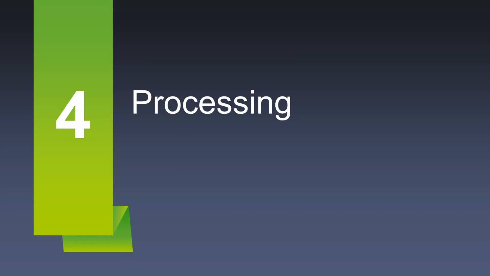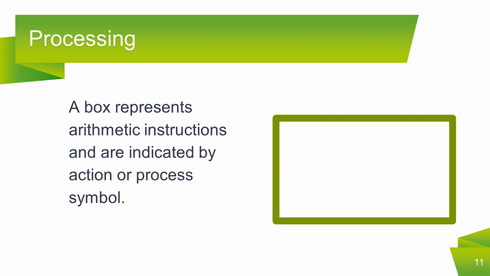Next symbol which we are going to see is for processing. This box, a rectangle box, can be used to show operations like arithmetic instructions. Arithmetic operations contain addition, subtraction, multiplication, division, etc. For those kinds of processes I can show it in the box. For example, if I want to perform a plus b, then a plus b can be shown in this block.